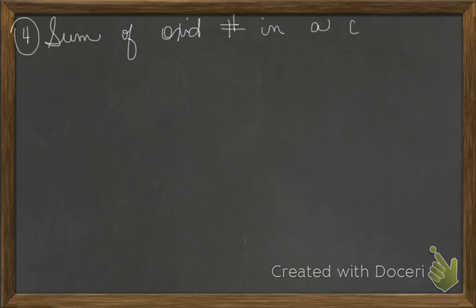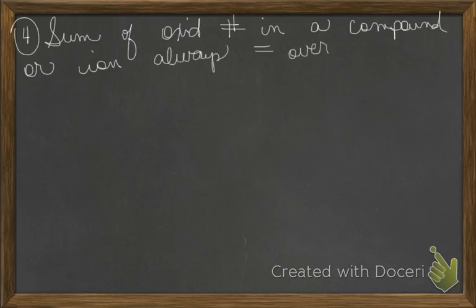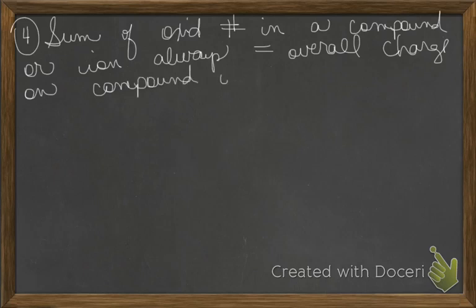Okay, another rule is that the sum of the oxidation numbers in a compound or ion always equals the overall charge on the compound or ion. Okay, most of the time this rule is applied to ions, but it fits for compounds as well.